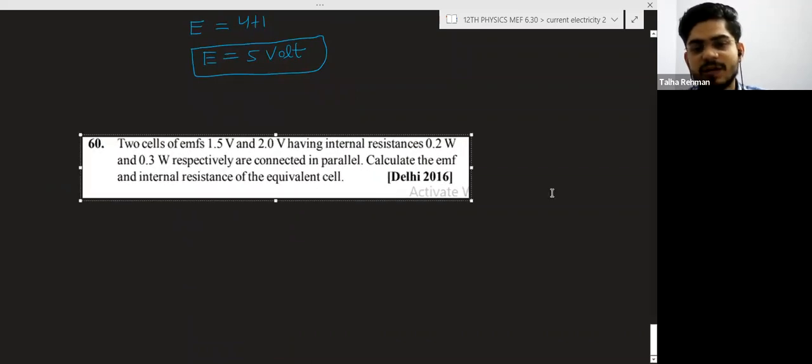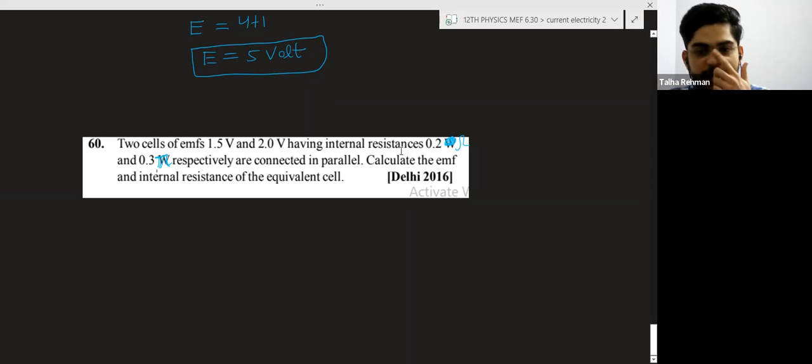And this is the question. Actually, now first we will read the question. Here, two cells of EMF 1.5 volt and 2.0 volt, having the internal resistance of... actually, in this question there is some misprint. This is internal resistance, so the unit of internal resistance will be ohm. This is not watt, this is ohm.